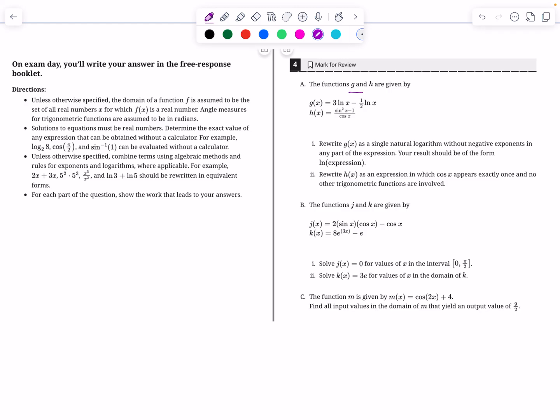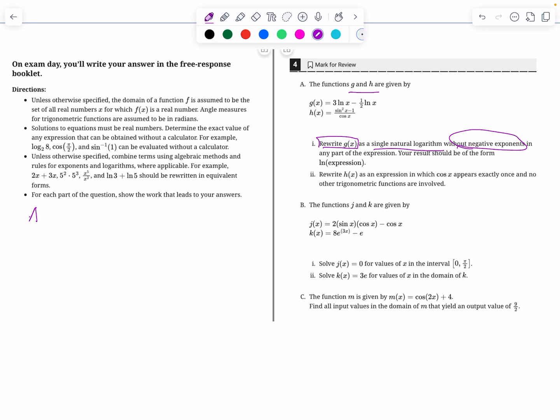The functions g and h are given by g of x equals 3 ln x minus 1 half ln x. H of x equals sine squared x minus 1 over cosine x. Rewrite g of x as a single natural logarithm without negative exponents in any part of the expression. Your result should be of the form ln parentheses expression.